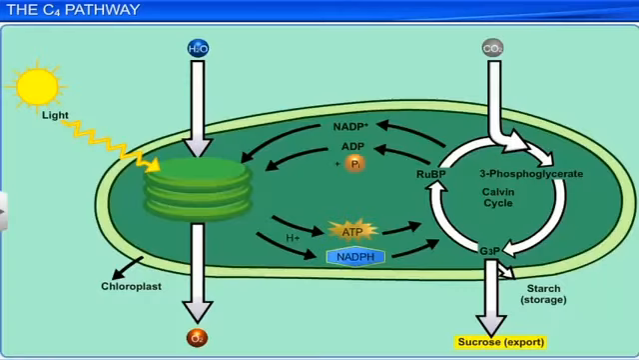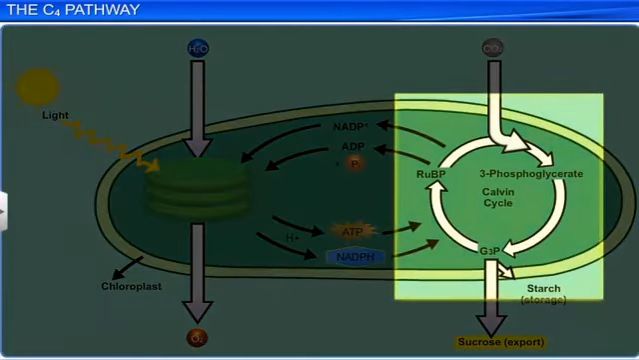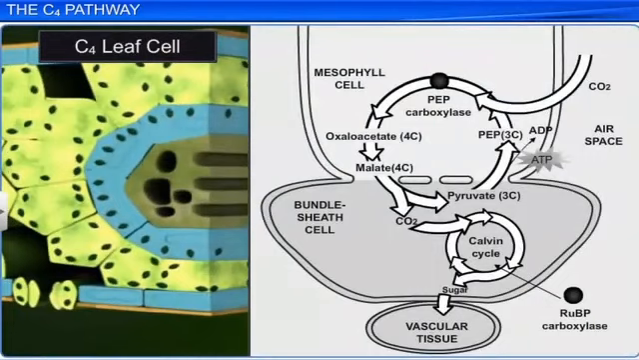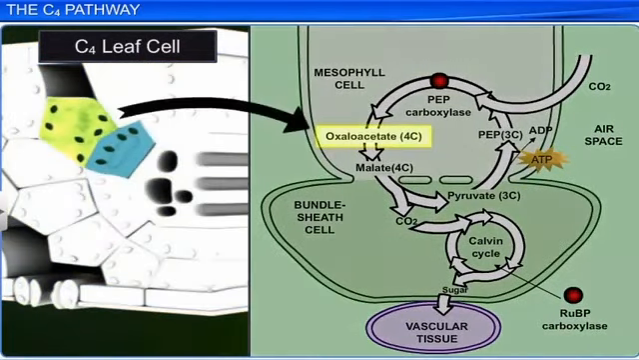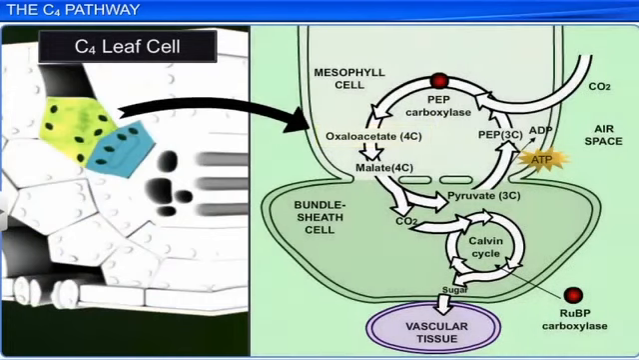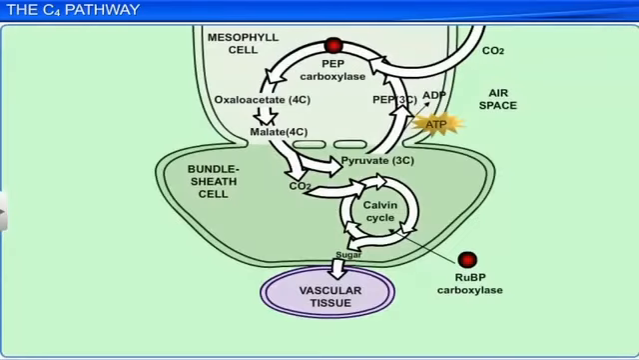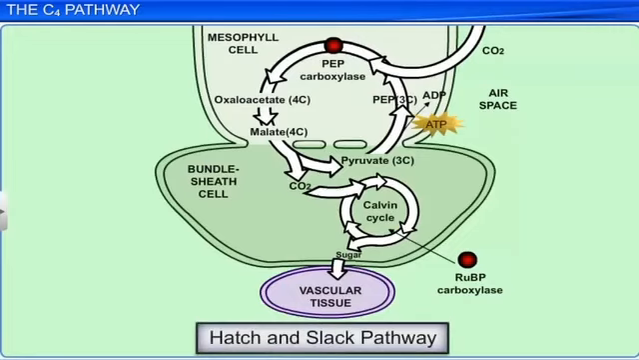So far, you have learnt about the Calvin cycle in C3 plants, where 3-PGA is the first product of carboxylation. Let's now study carbon fixation in plants that have the first product of the Calvin cycle as a 4-carbon compound. These plants are called C4 plants, and the process of carbon fixation is called the C4 pathway. The C4 pathway was discovered by M.D. Hatch and C.R. Slack in 1966. Hence, it is also called the Hatch and Slack pathway.